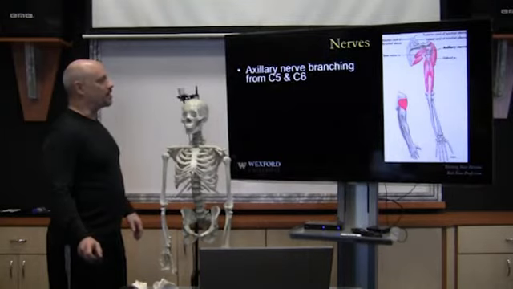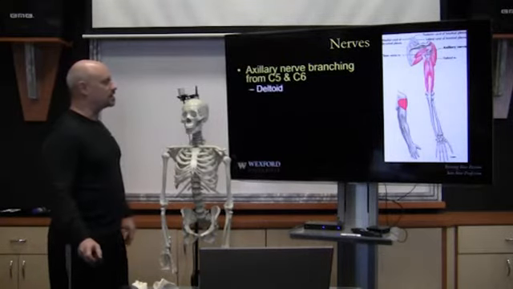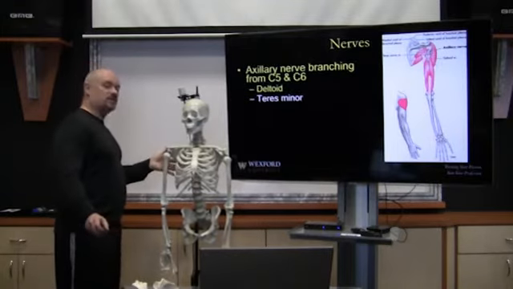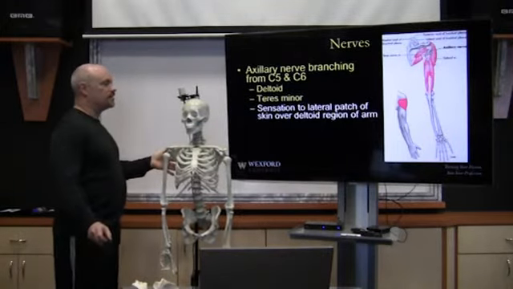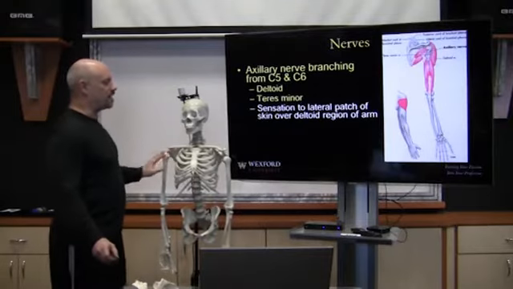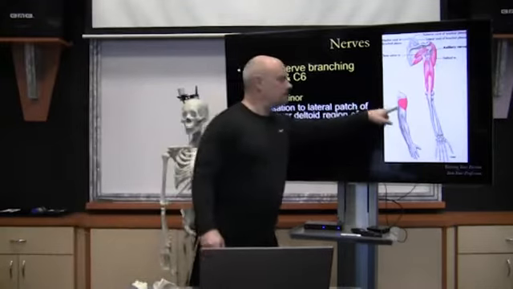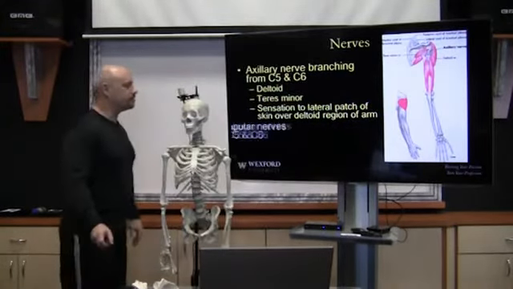Now the axillary nerve branching from C5 and C6, that would be the deltoid, the teres minor, which is a rotator cuff, and sensation to the lateral patch of skin over the deltoid region of the arm. So that would be right here, those dermatomes.